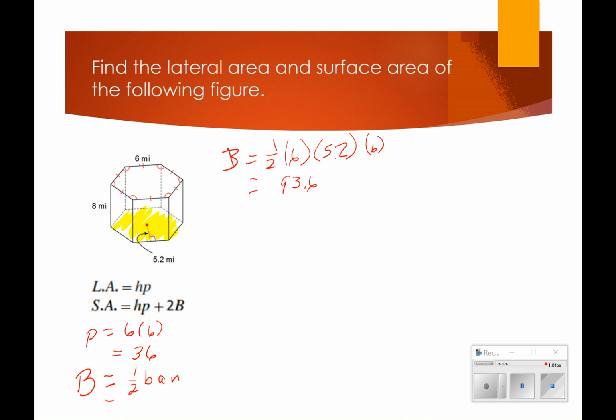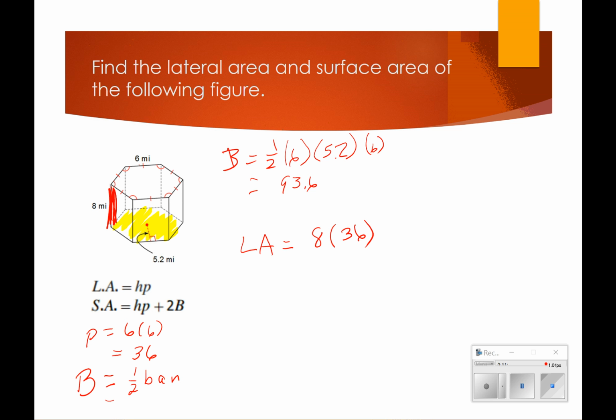I'm going to double check that. You guys know me in math, arithmetic. And it is 93.6. So now we have everything we need to find the lateral area. Lateral area is the height. Remember, the height is what connects the bases. So 8 times the perimeter of 36.